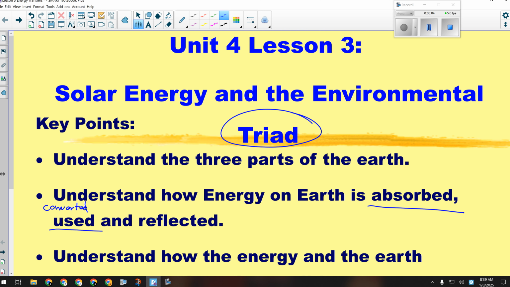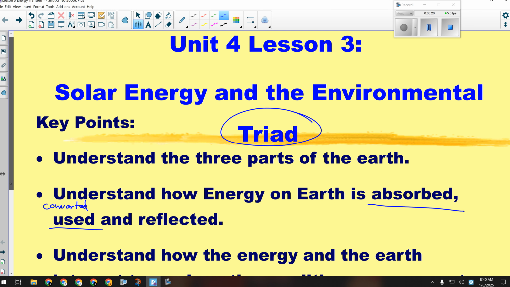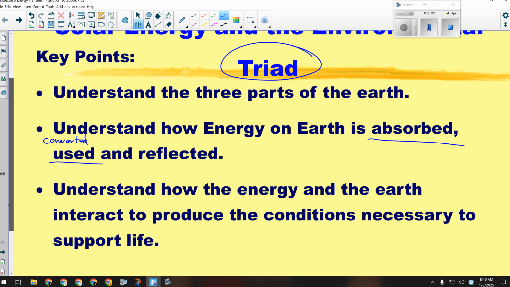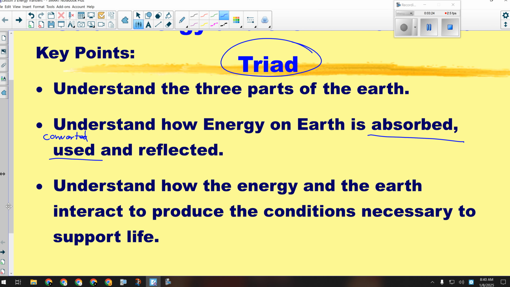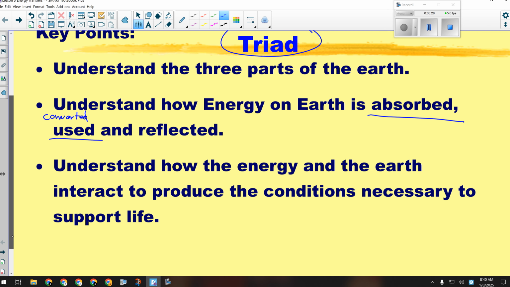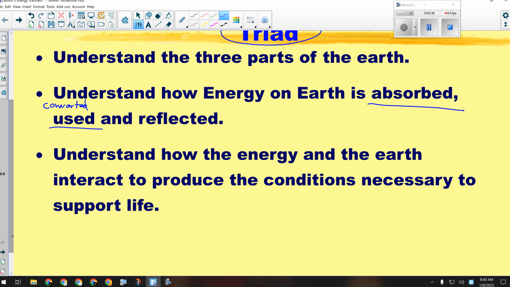Absorbed means energy comes in and probably the temperature is going to go up. If you absorb energy, then your energy has to go up, or the Earth's energy in this case has to go up. If it just reflects off, does it change the energy at all? And then understand how the Earth and the energy interact to produce the conditions necessary to support life. That's going to be kind of an overarching theme through the whole thing.